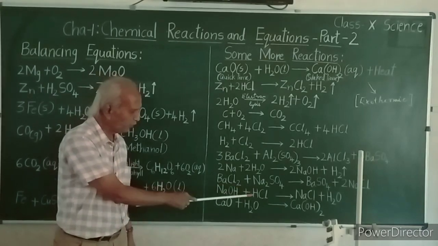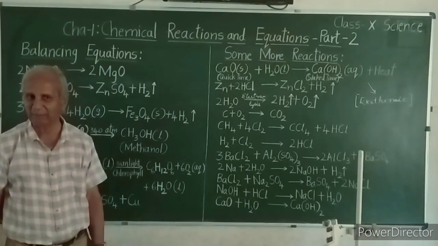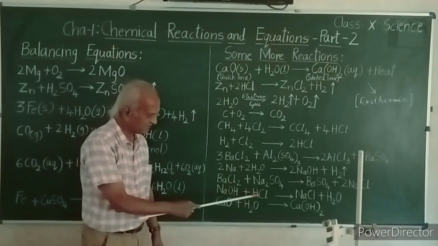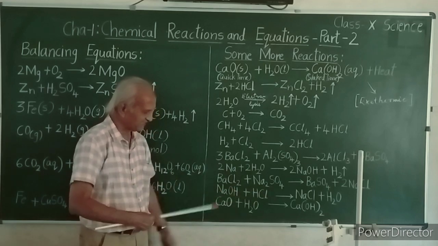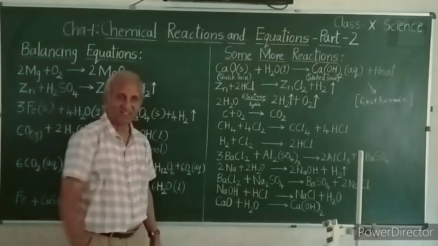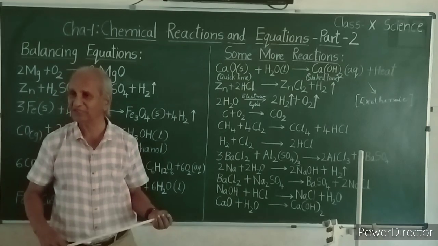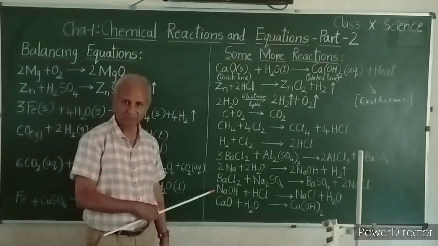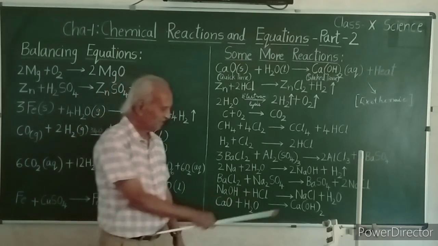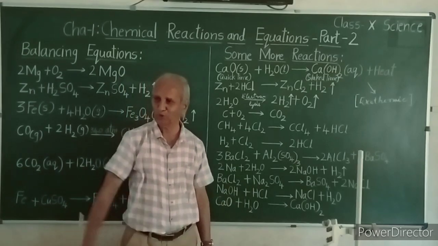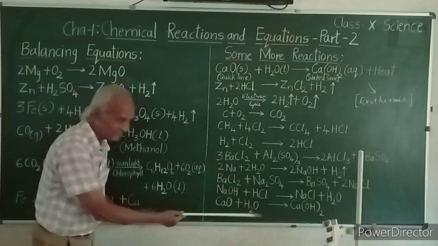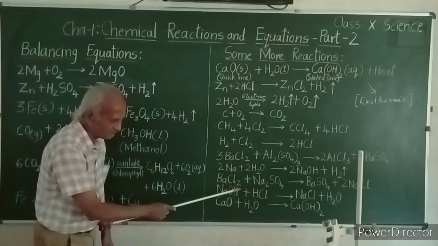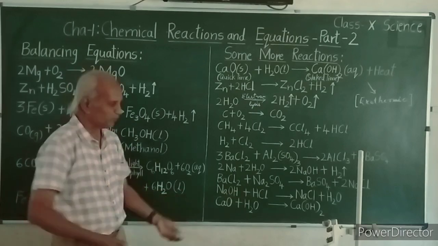Next one is NaOH plus HCl. Again a double decomposition. Na's radical is OH here, HCl's radical is Cl. They just exchange. This is a base, this is an acid. Acid and base, when they come together, you get salt and water. NaOH is a base. HCl is an acid. NaCl is a salt. H2O is water. So OH and Cl, they exchange. It becomes NaCl plus HOH. 2 H's are there, it becomes H2O.